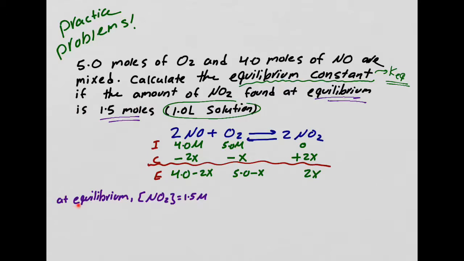All right. So at equilibrium, the molarity of NO2 is 1.5. That means right here, this is 1.5. That means 2x is 1.5. So what is going to be x? x is going to be 0.75 molar.